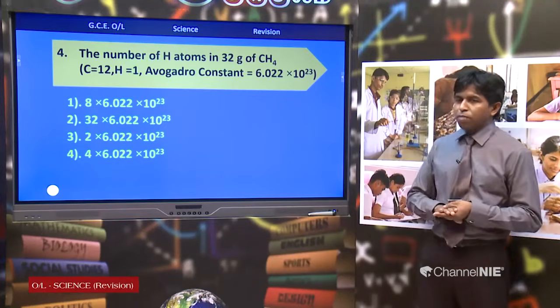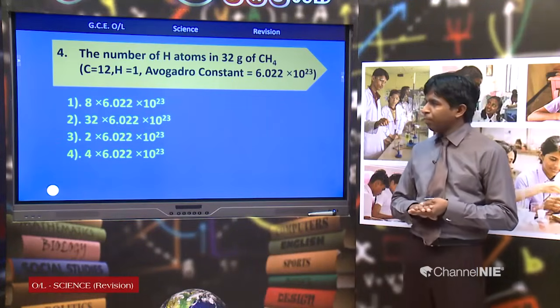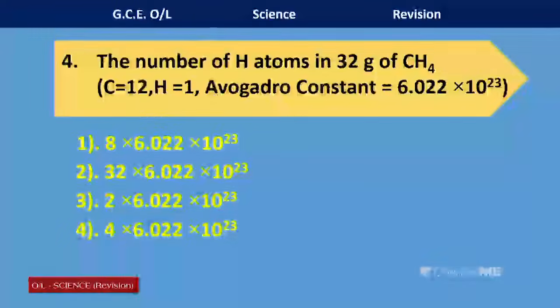Question number 4 is again from chemical calculations, grade 10 chemistry. The number of H atoms in 32 grams of CH4. Before you find the number of atoms, you should know the number of moles. How to find the number of moles? You have learned in grade 10 chemistry how to convert 32 grams of CH4 into moles. You have to divide 32 grams by the molar mass of CH4. So, how to find the molar mass of CH4?